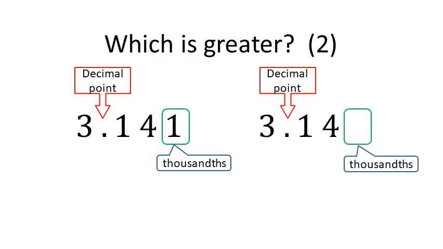3.141 has a digit 1 in the thousandths, but 3.14 has nothing in the thousandths. Do you remember equivalent decimals? If there is no digit, you can add 0 to it. So 3.14 can be changed to 3.140. So 3.14 has a digit 0 in the thousandths. Since 1 is greater than 0, 3.141 is greater than 3.14.